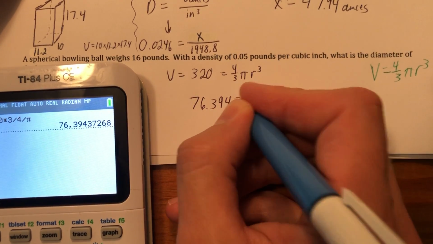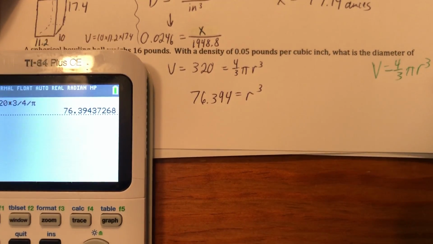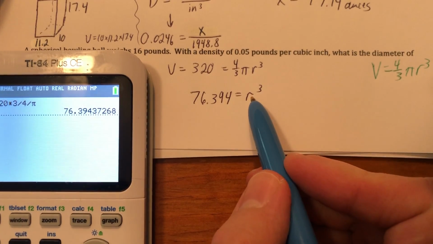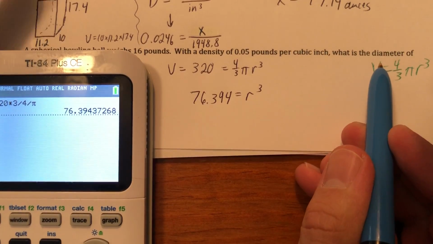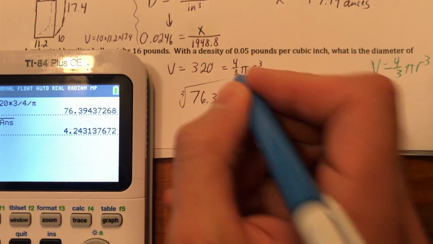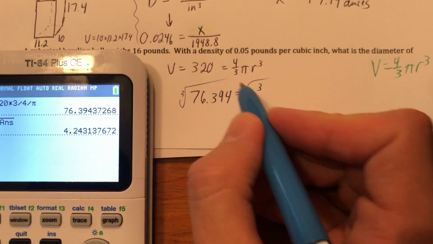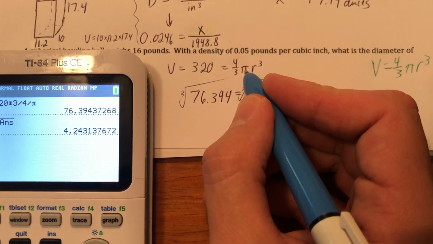And there we go. 76.394. And that is equal to r cubed. That is not equal to r. That is equal to r cubed. Well, I want to get r. I really want to get the diameter, but we'll deal with that. So let's take the cube root of that last answer. That undoes this cubed here. And in case you need to know what happened from here to here, we divided by 4/3 pi.